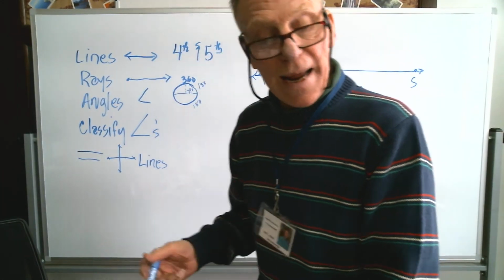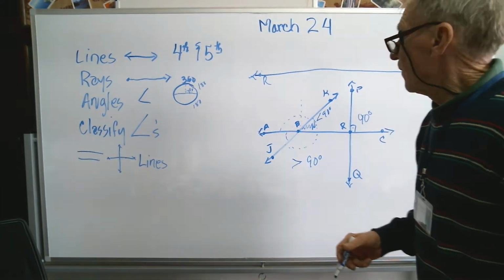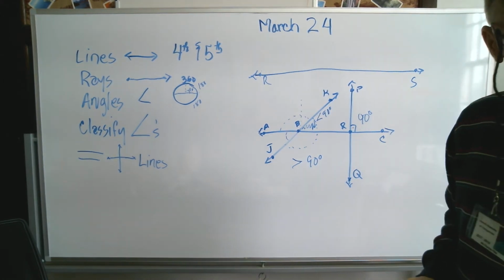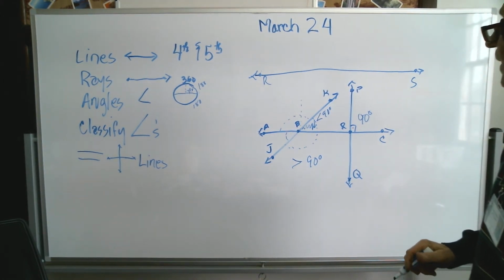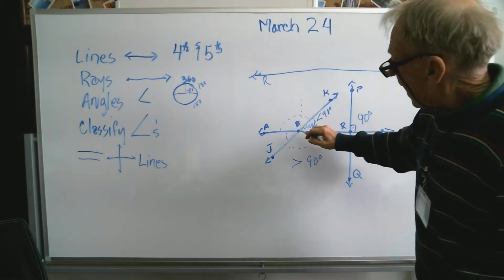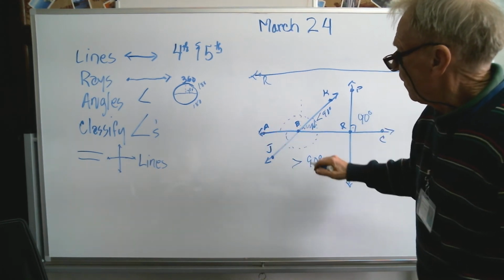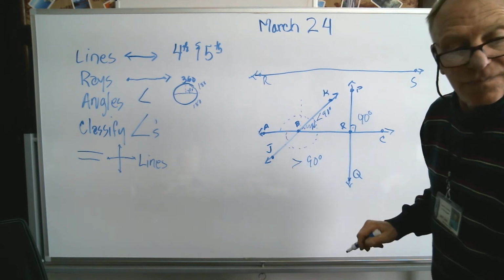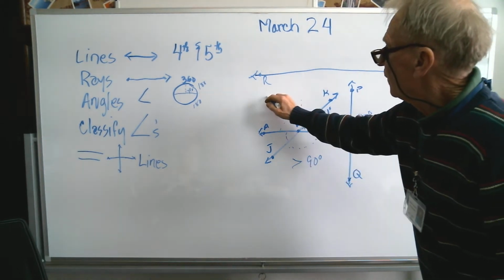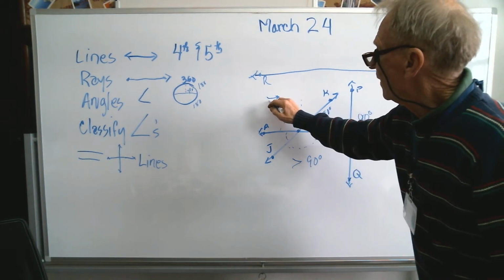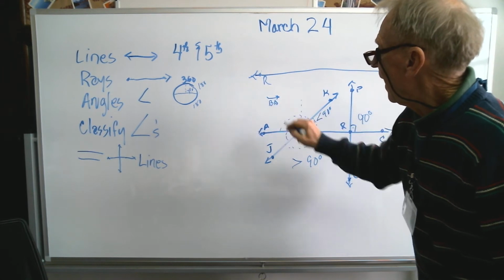Are there any rays within this chart of lines? Well, yes, there is. There's a ray that runs from here to here. So BA would be a ray. So you would write your ray symbol and then BA.